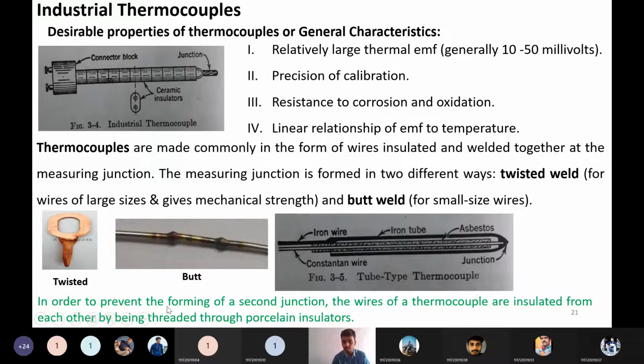So in order to prevent the forming of a second junction, the wires of the thermocouple are insulated from each other by being threaded through porcelain insulators. So this is about the industrial thermocouple, one type of simple industrial thermocouple. And then next is the tube type of thermocouple, which is used to increase the speed of response by not using the thermal wells here. I hope it is clear. Yes, sir.